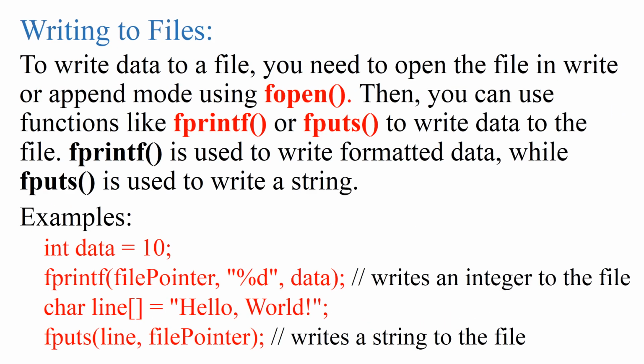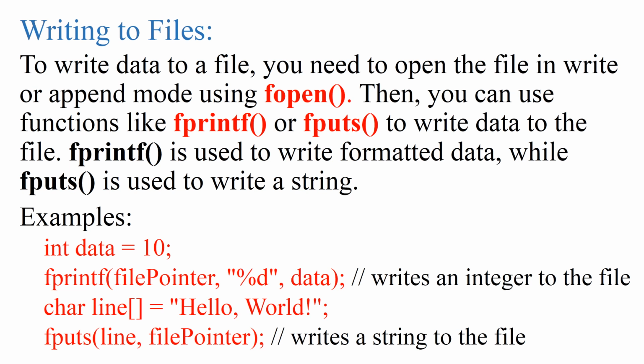Next, writing to files. To write data to a file, you need to open the file in write or append mode using the fopen function. Then you can use functions like the fprintf function or fputs function to write data to the file. The fprintf function is used to write formatted data while fputs is used to write a string. Say for example, the fprintf function is used to write formatted data to a file. It takes the file pointer as the first argument and a format specifier as the second argument and the data to be written, in this case data, as the subsequent arguments.